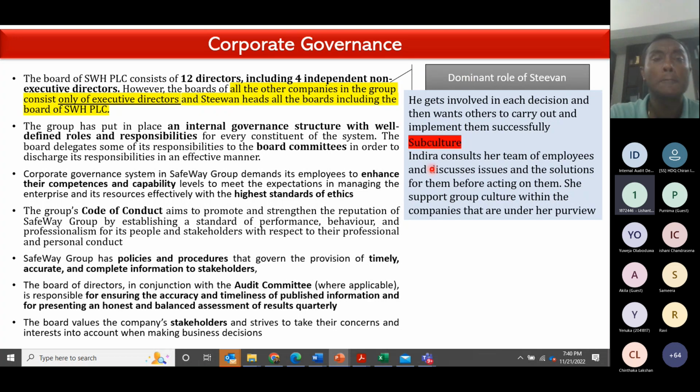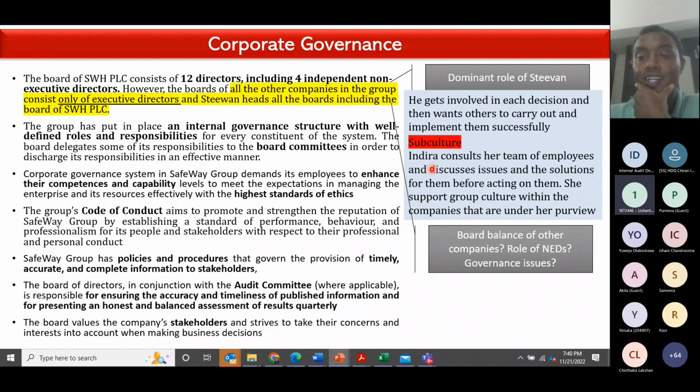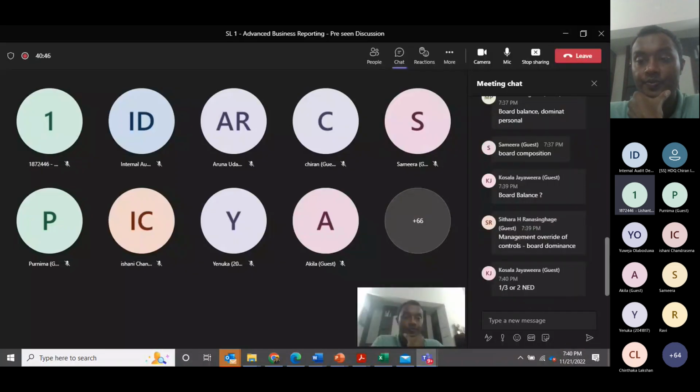And obviously, now you should tell me, okay, what do you think about the board balance according to corporate governance best practices? How many directors do you think this company should have? Anyone? I mean, that's a very simple, easy question. Yeah, board balance, role of non-executives, other governance issues. What are your comments? Yeah, now one student says one-third or two. Is that correct? Yeah, very good.